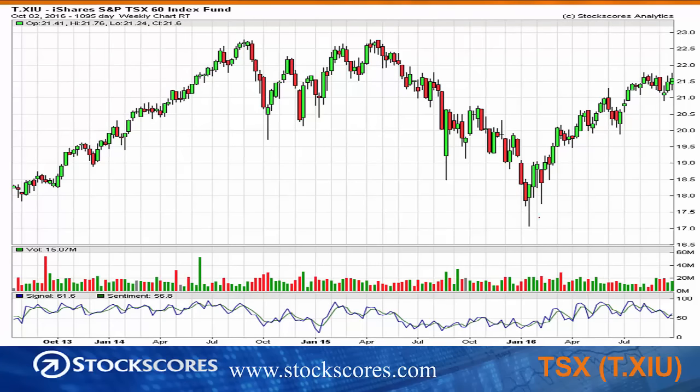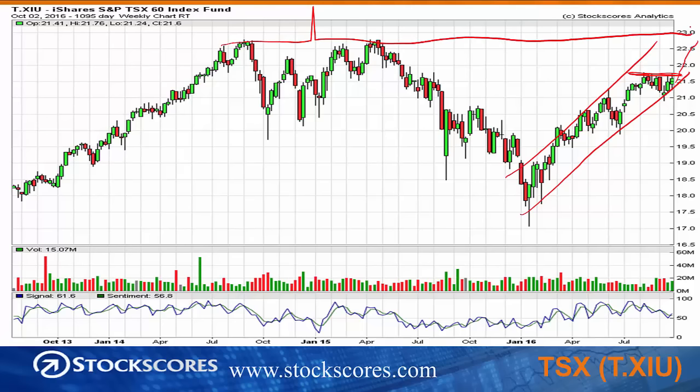On the longer term chart, the TSX is trending higher. It's in a narrow trading range. Just needs to break through this little ceiling for it to continue up into that range before it gets back to the highs of 2015. All right, so right now I would call this neutral to slightly bullish because the trend is up, but it needs to break through here to really get bullish again.